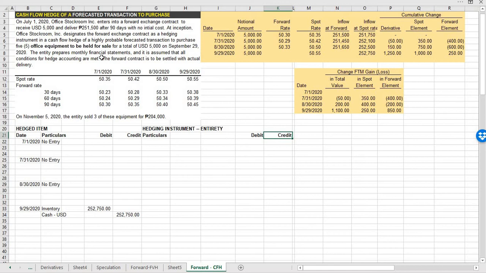So, tingnan natin. Sabi rito, the forward contract is to be settled with actual delivery. Ibig sabihin, makaka-receive talaga tayo ng 5,000 US dollar at settlement date. So, ang ating journal entry hindi net. Gagamitin natin yung gross. Mas maiging gamitin natin yung gross. Actually, pwede nga yung net eh, pero para mas madali, dun tayo sa gross.